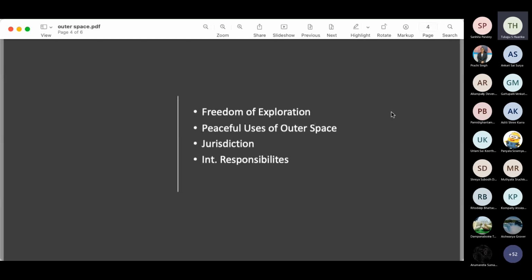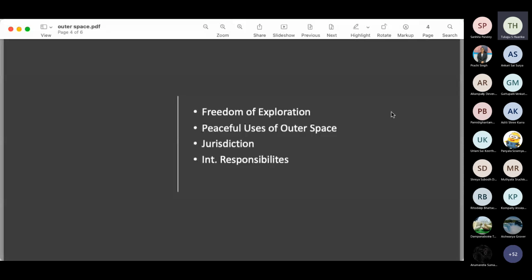This treaty also defines the state's international responsibility for all activities in outer space, whether they are carried out by their government or through non-government agencies, or by any international organization. The responsibility lies completely with the nation state whose name the space object carries and through which the usage is being done.